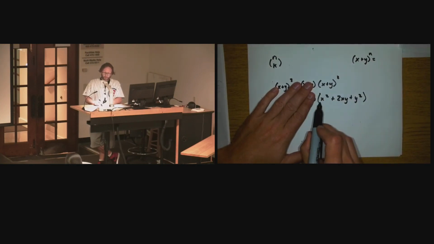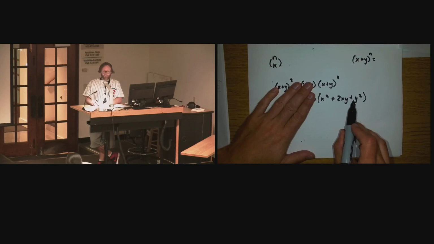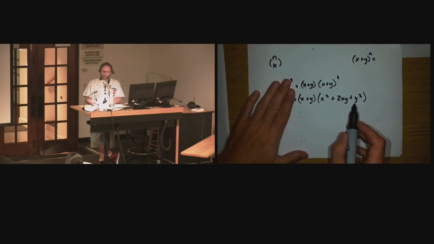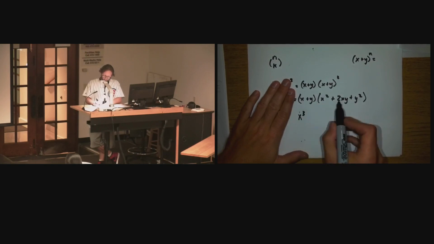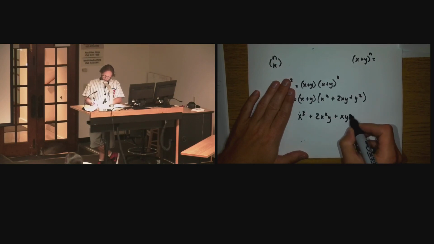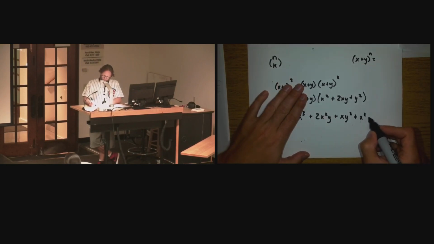2 choose 0 is 1. 2 choose 1 is 2. 2 choose 2 is 1 again. Right? Let's look at it when I distribute this. Well, I get x cubed. I then get 2x squared y plus xy squared. Now I'll distribute the y, and I get x squared y plus 2xy squared plus y cubed.